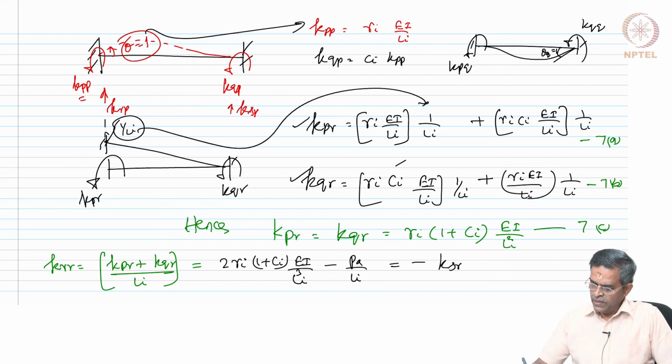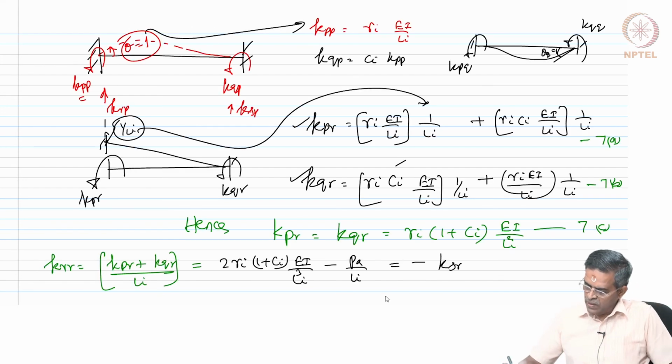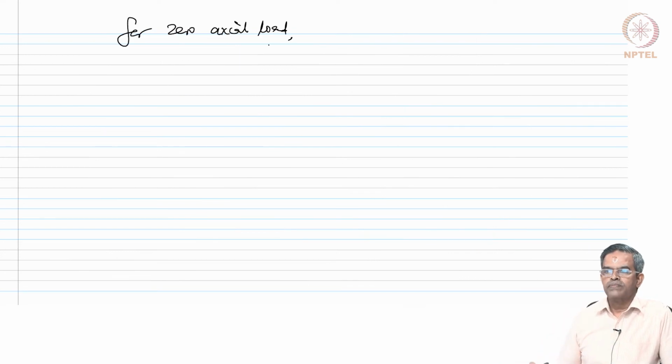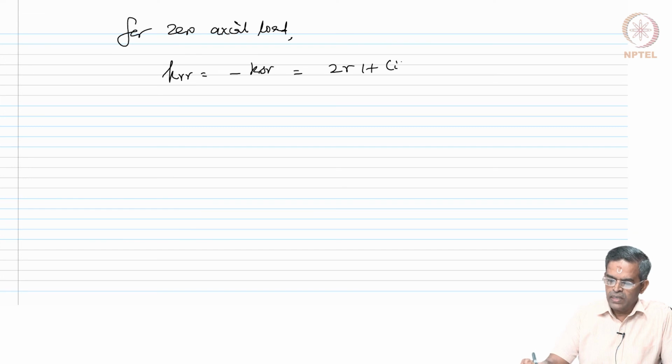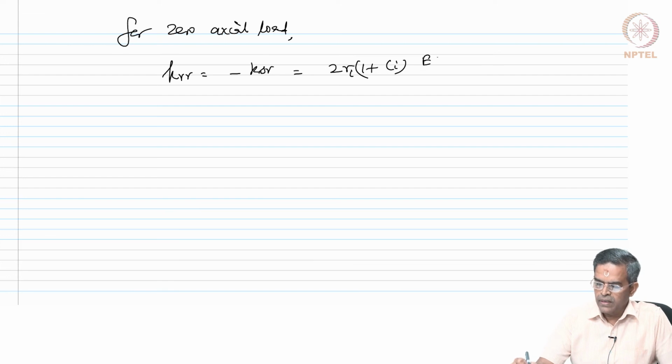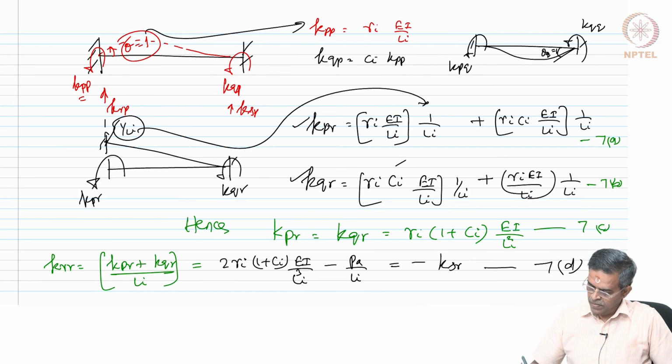Okay. So, friends, for 0 axial load, let me name this equation as 7D. For 0 axial load, KRR is minus KSR is 2Ri, sorry, solve for ith beam, 1 plus Ci, Ei by Li cube. Can I say that? Because PA goes away, that is what I will get. Equation number 8.